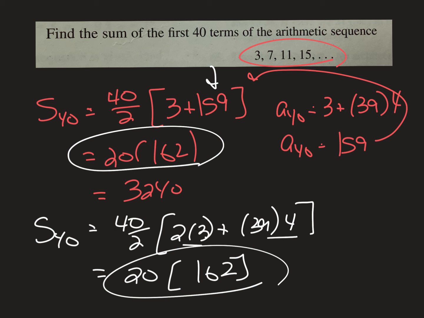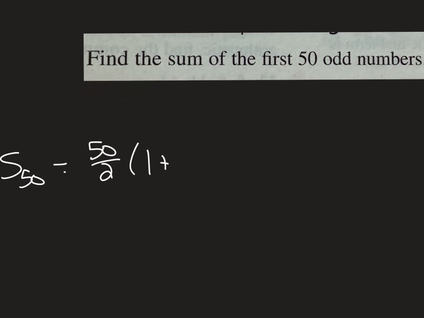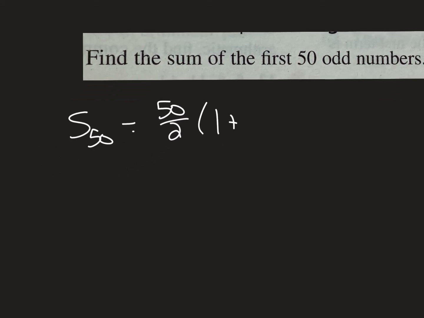Okay, let me show you a couple more. Find the sum of the first 50 odd numbers. Okay, so the first 50 odd. So what I know is I'm adding 50 terms. I'm doing 50 over 2. The first odd number is 1. The question is, what's the 50th? I'm sorry about that, guys.